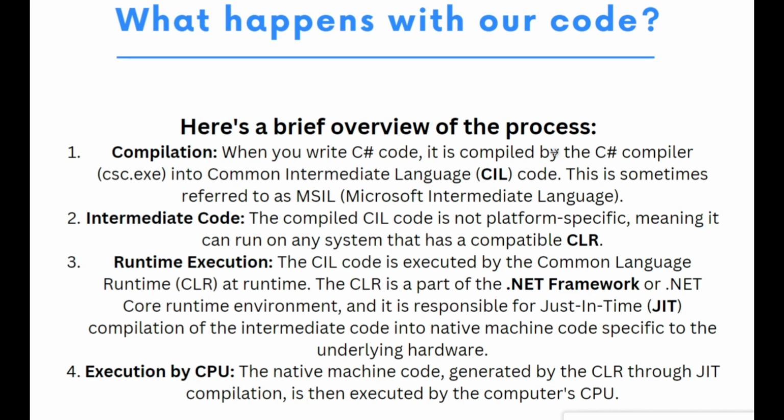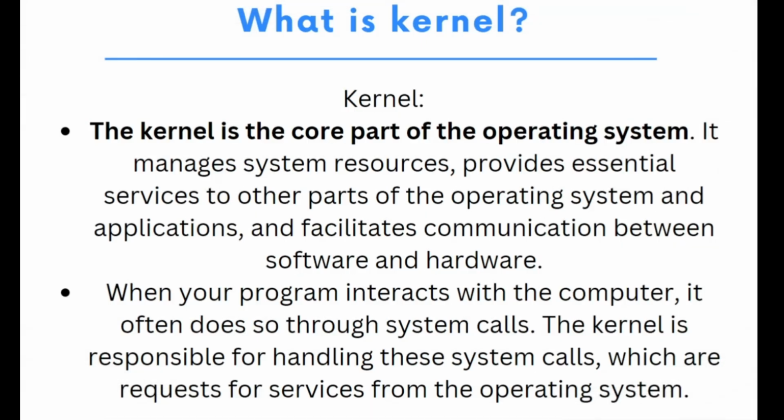The CLR is a part of the .NET Framework or .NET Core runtime environment, and it is responsible for just-in-time (JIT) compilation of the intermediate code into native machine code specific to the underlying hardware. Execution by CPU. The native machine code, generated by the CLR through JIT compilation, is then executed by the computer's CPU.